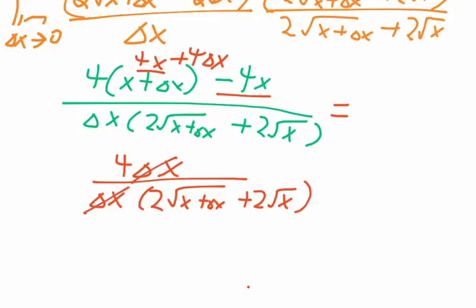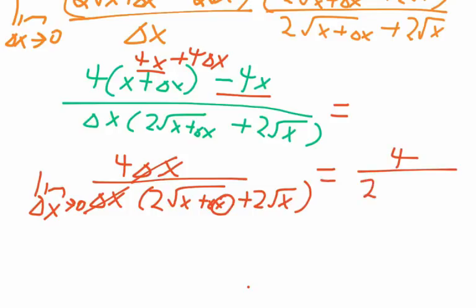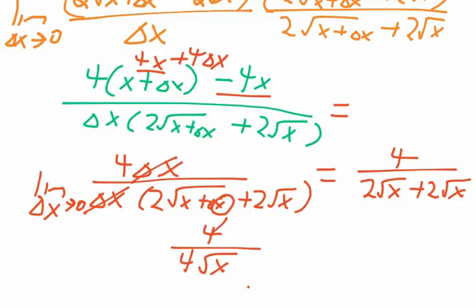Delta x and delta x cancel, and after that, the limit as delta x approaches 0 means I have 4 over 2 square root of x plus 2 square root of x. 2 square root of x plus 2 square root of x is 4 square root of x. The two 4's can disappear, and I'm left with 1 over the square root of x.